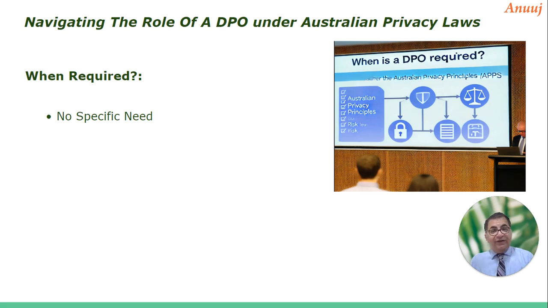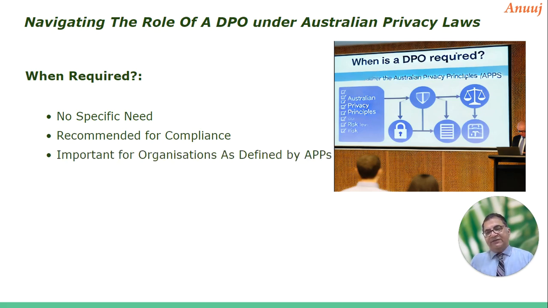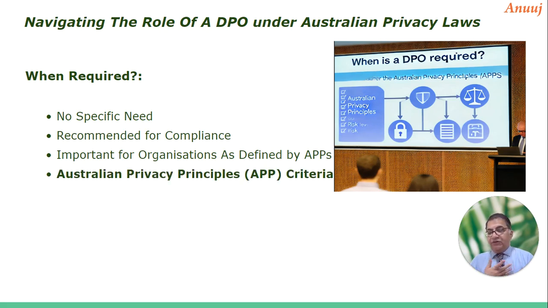So now, when is a DPO required when it comes to the APP in particular in Australia? They don't make it mandatory to have a DPO. All they suggest is that you should have some senior compliance officer to take care of the compliance, right? His role may get integrated with the other compliance managers, but there has to be someone who has to look into the compliance with respect to the personal information as well. And it's important to have a DPO for all the organizations as defined under the guidelines of the Australian Privacy Principles. What are those guidelines?